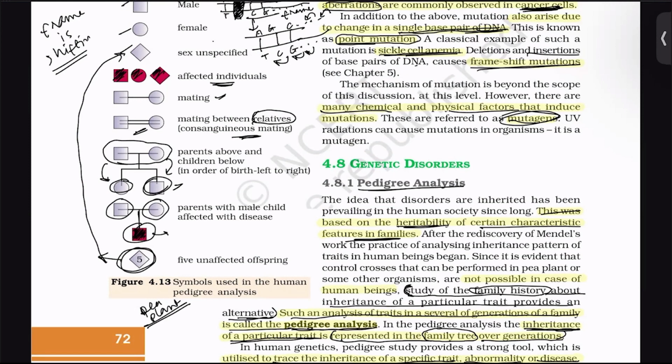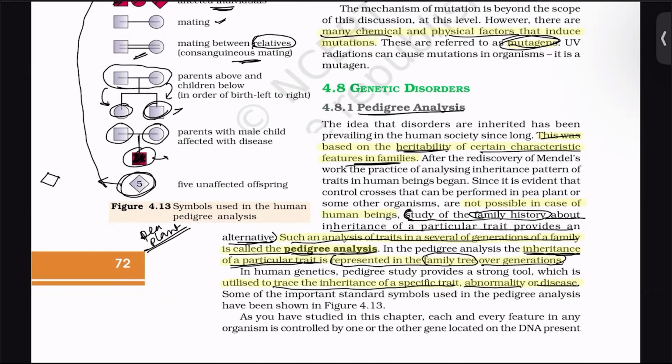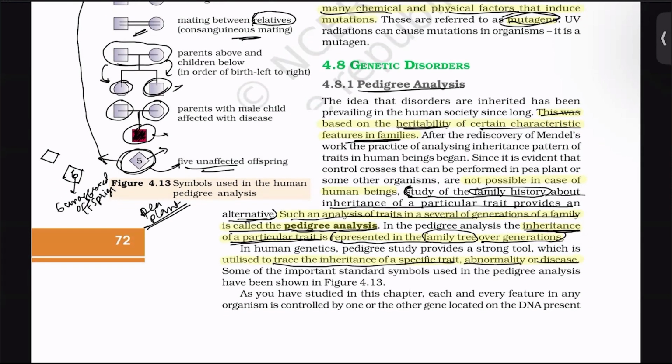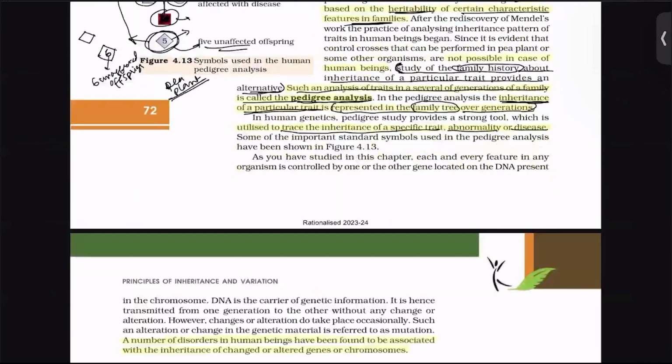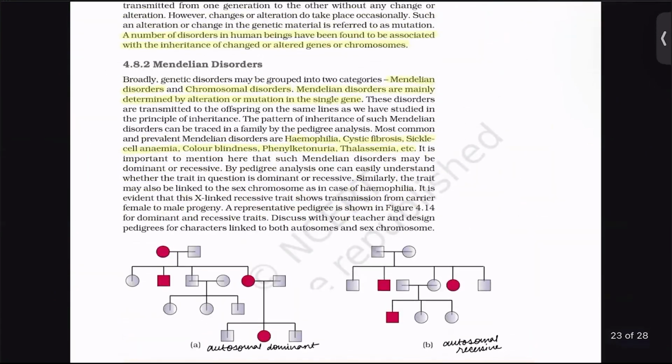You can confuse this with sex unspecified. Sex unspecified is just a diamond shape, and if someone writes a number inside a diamond shape, for example 6, it represents 6 unaffected offsprings, and this shows 5 unaffected offsprings. But this is not used in general, so you probably won't see it being used in questions.